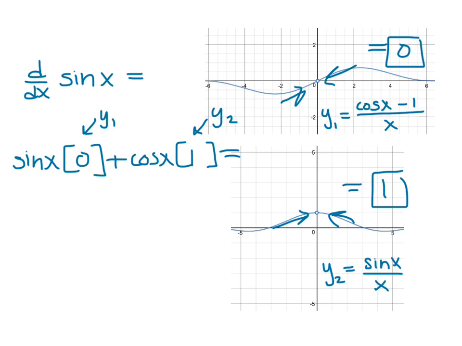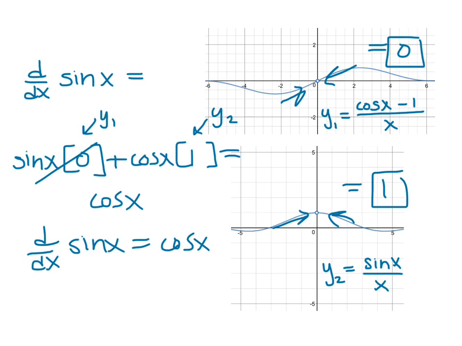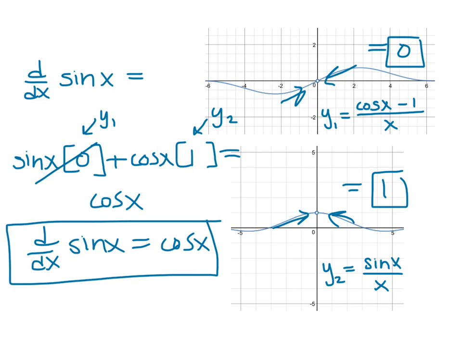Putting it all together gives us sine x times 0, which cancels, plus cosine x times 1, which equals cosine x. Hence we've established that the derivative with respect to x of sine x is equal to cosine x. And now we'll take a look at the derivative of cosine x on the next page.